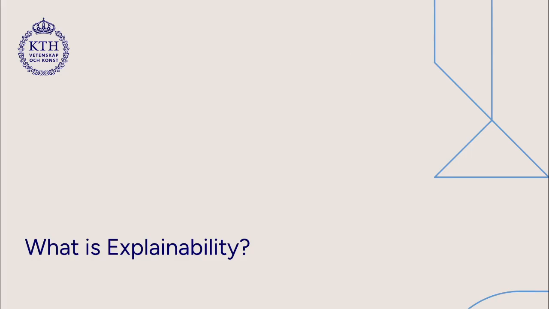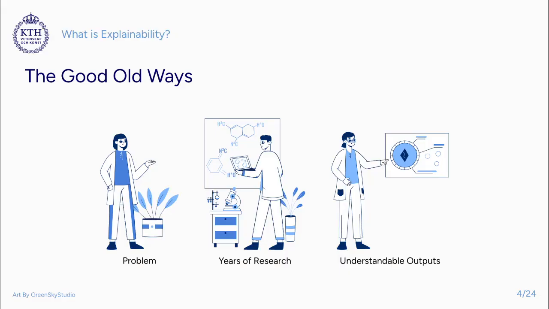So we may ask, what is explainability? To give you some context, I would start with some history. First, we had a problem, and we hired researchers, and they had to work for years on a problem, and they produced some research output after years that were understandable by humans, of course, because it's written in human language, and the mechanism that you reach to some conclusion was transparent.